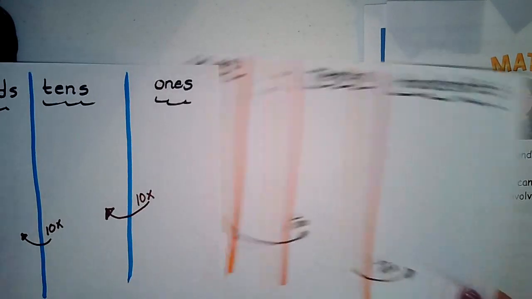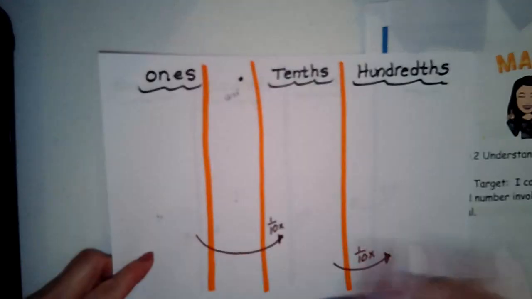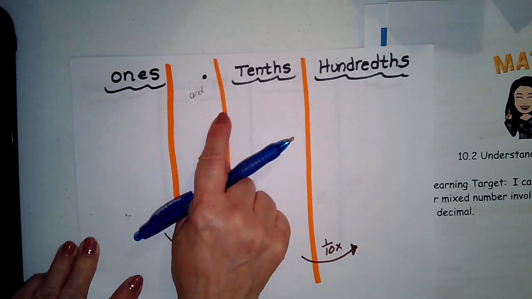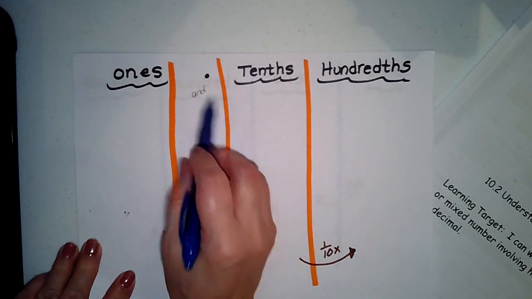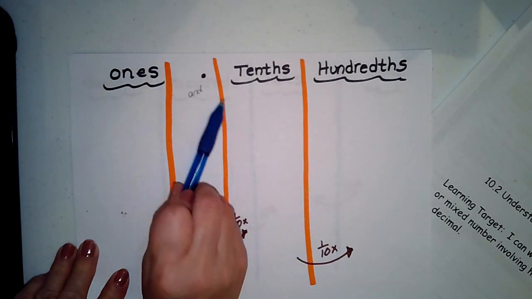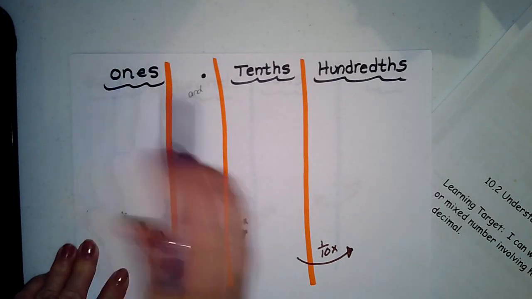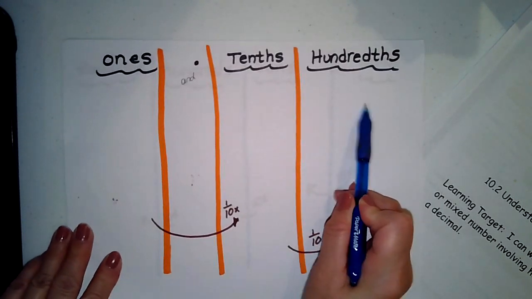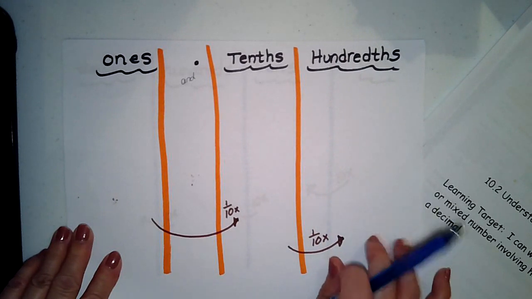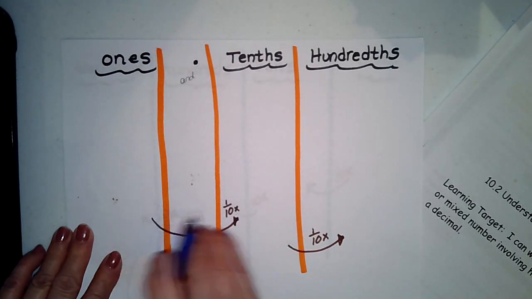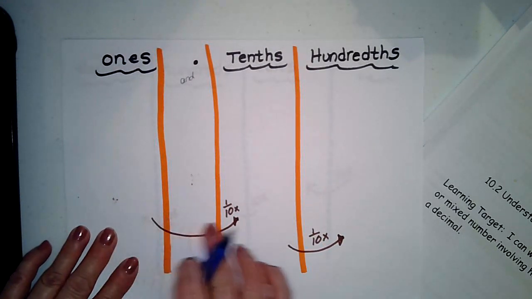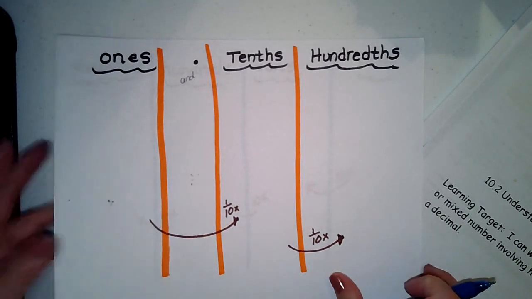So this is what it looks like. And actually, I'll do that. Ones, and then here I have the decimal point. And I put the word and, that was from yesterday, because when we read decimals, we say and for the decimal point. Usually when we have a number in the ones place. Then tenths, and then hundredths. This is the place value we're going to be working on today. And I put these little arrows because instead of the value increasing 10 times as much, they increase 1/10 as much. All right, let's get into some example problems.